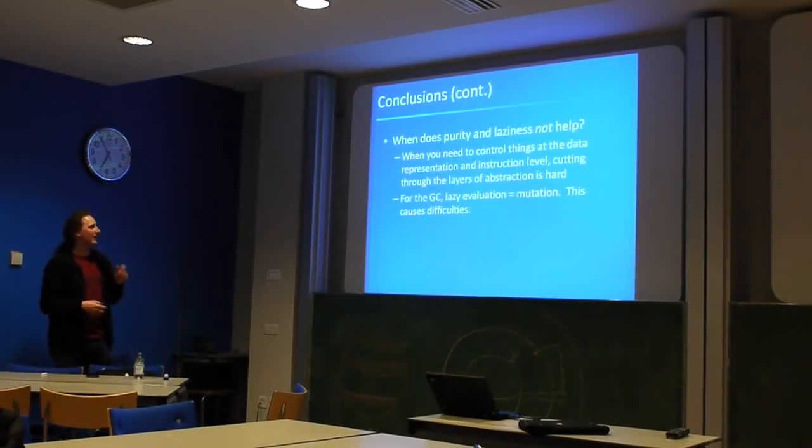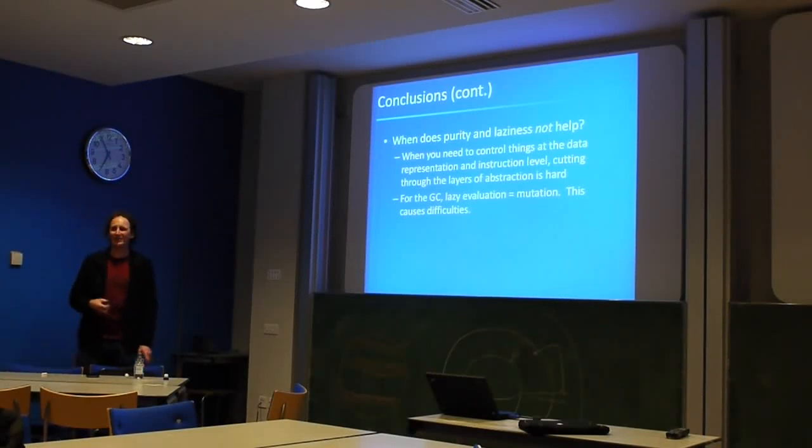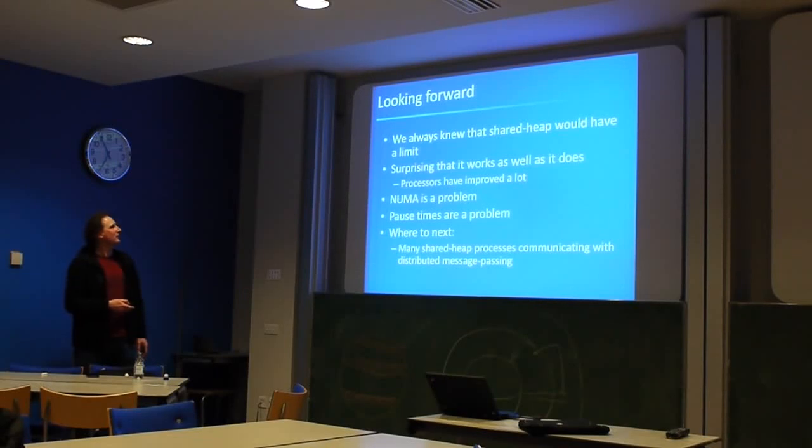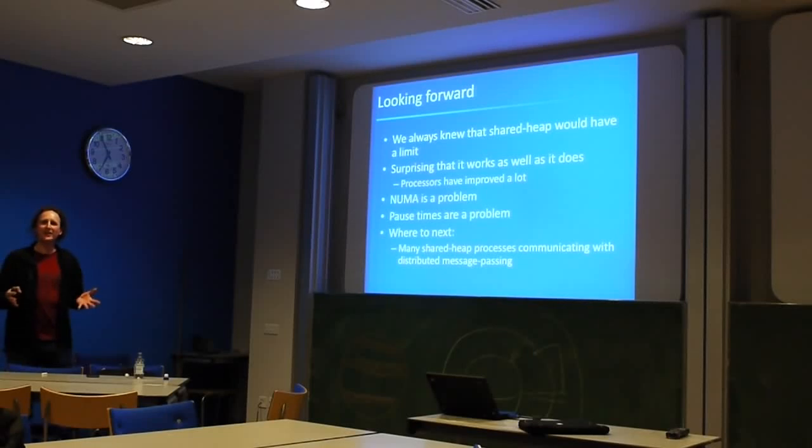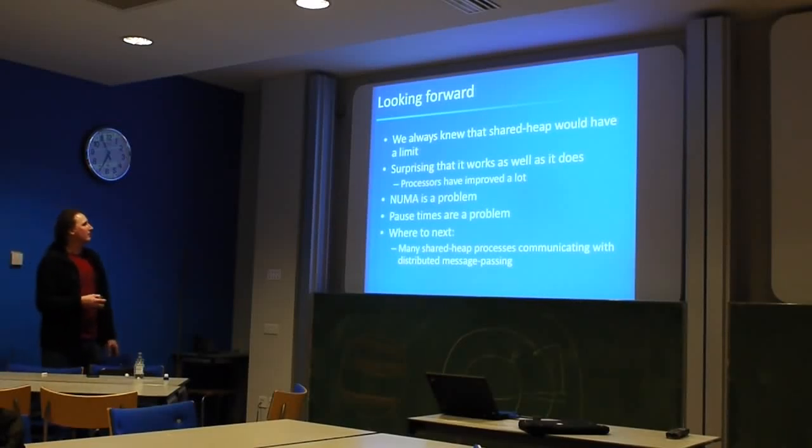Furthermore, lazy evaluation turns into mutation in the garbage collector. So quite paradoxically, you get a problem with too much mutation, which makes GC difficult. So, looking forward a little bit, we've got this shared heap system that works very nicely, but it's only going to work for a small number of cores. And we're only going to be able to do this to 8 or 16 cores perhaps, before we really run into scaling bottlenecks. But it's surprising that it works as well as it does.